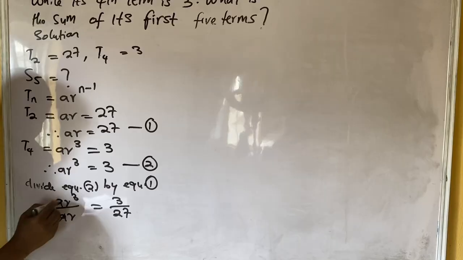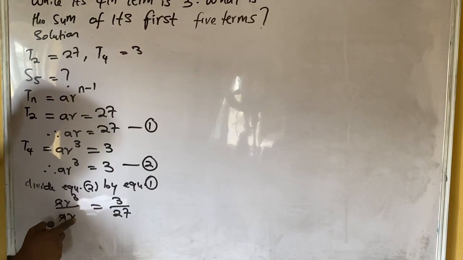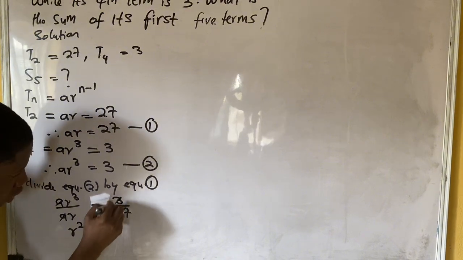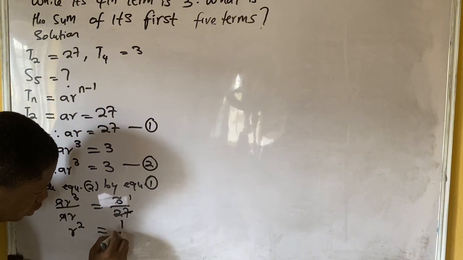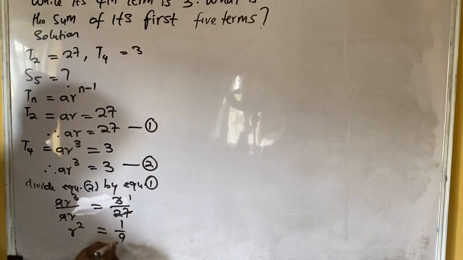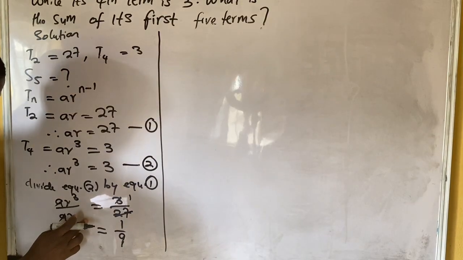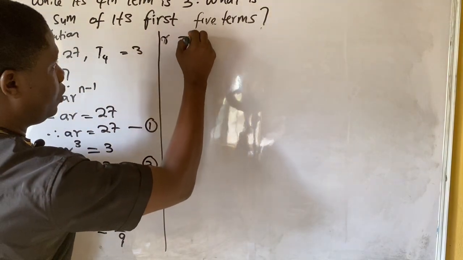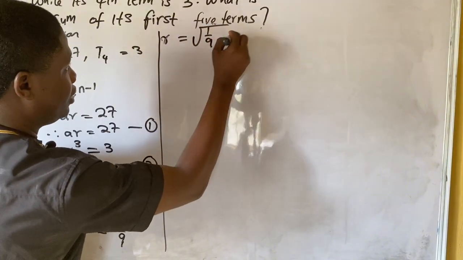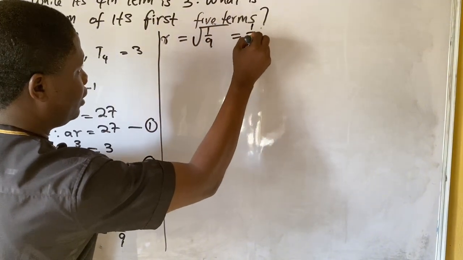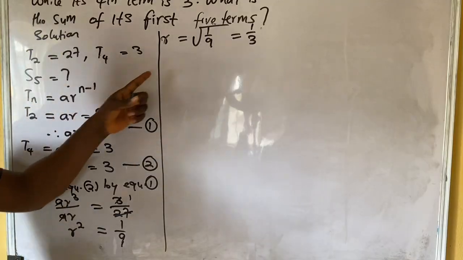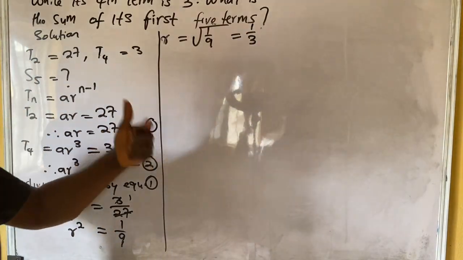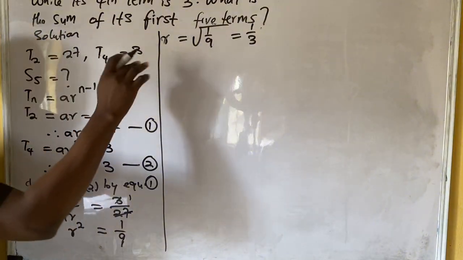Okay, so A will cancel A, and R raised to the power of 3 divided by R will be left with R raised to the power of 2, which is equal to 3 divided by 27, which will give us 1 over 9. If we transfer the square to this side, R is equal to the square root of 1 over 9, and this will give us 1 over 3. So we have known the value of the common ratio, which is 1 over 3.